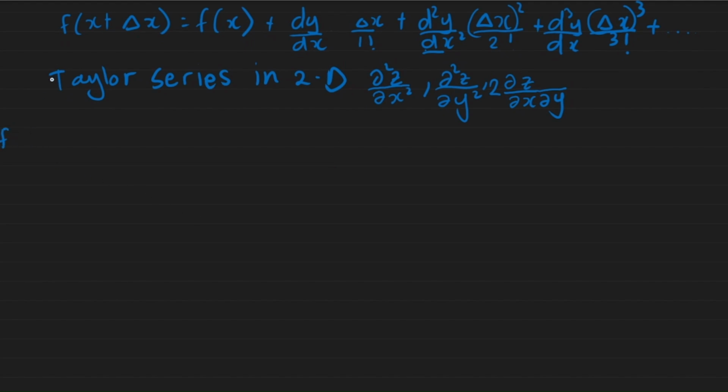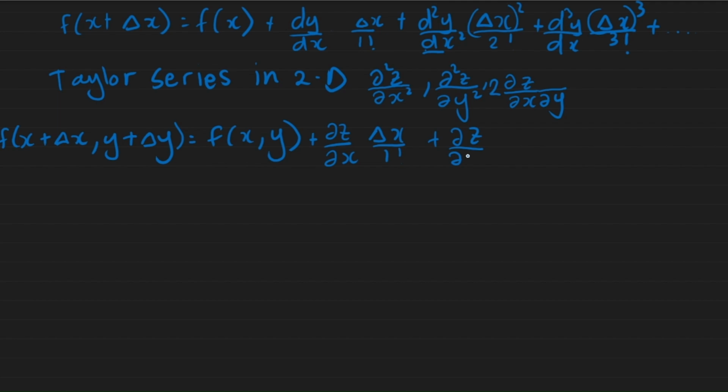So instead of just x plus delta x, we would have x plus delta x and y plus delta y. So f at x plus delta x and y plus delta y is equal to f at x, y. Since there are 2 variables, the analogy is the same, so it's the same series but written for both variables. Then for the first term, we have del z, del x, times delta x over 1 factorial, and for the other variable, del z, del y, delta y over 1 factorial.